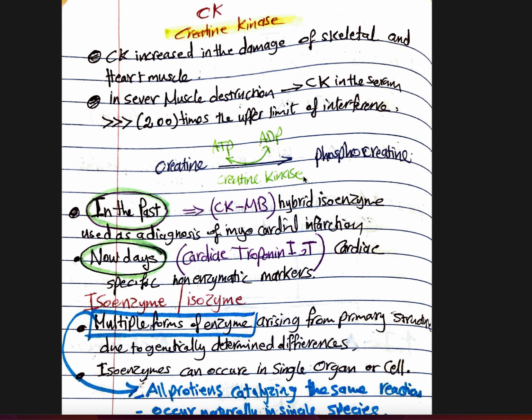In the past, the creatine kinase MB hybrid isoenzyme was used as a diagnosis of myocardial infarction, but nowadays they use troponin I and T, which are cardiac specific non-enzymatic markers. In the old days they used CK-MB, meaning creatine kinase myoglobin hybrid, because it is composed of two different subunits together.